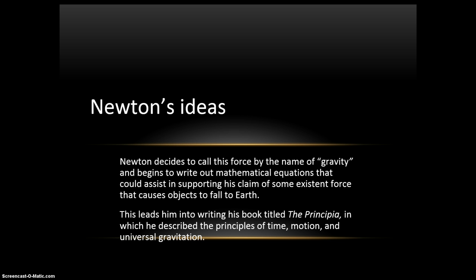He writes the book called The Principia, and it's published in 1687, where he would describe principles of time, motion, and universal gravitation. He also brings in many different formulas and functions that would help in making the formula that we have today, which is G times m1 times m2, all divided by d squared. That is G being the gravitational constant, m1 being mass 1, object 1, m2 being mass 2, object 2, all divided by the distance between the centers of gravity, squared.